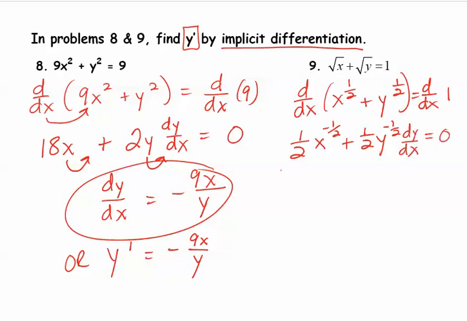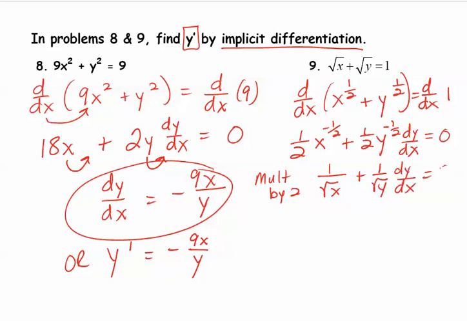All right, so how should we clean this one up? Let's be a little more careful here. What you might want to do here is multiply by 2 first, since we have halves in both of these terms. And then I could rewrite these as 1 over the square root of x and 1 over the square root of y.